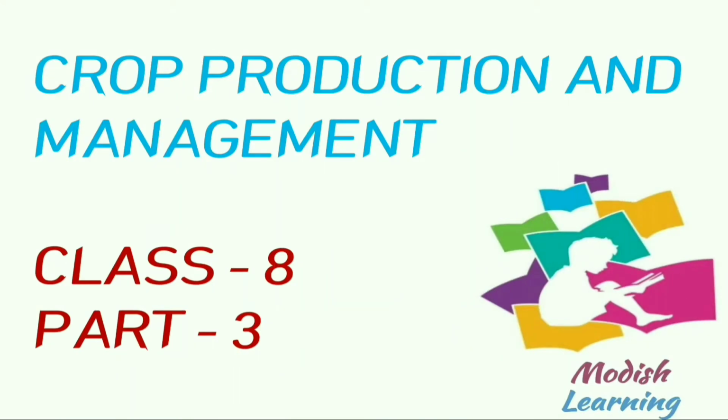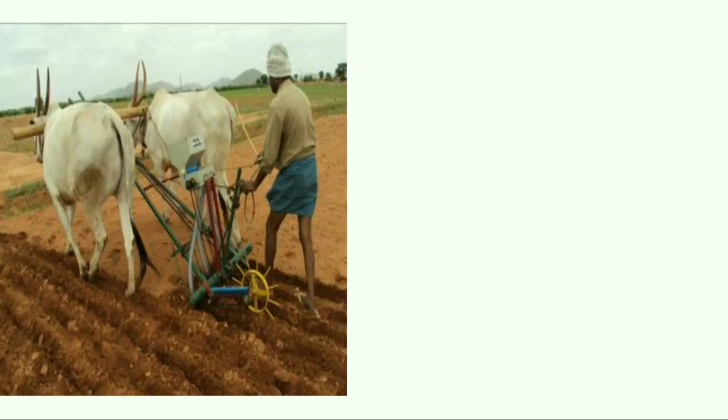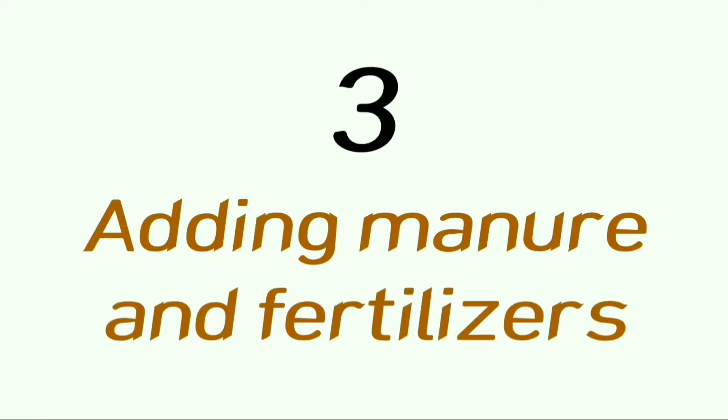In today's video, let us continue with the next part of the lesson, crop production and management. In the previous video, we had studied about the second agricultural practice, that is sowing. We had also learned about the tools that are used for sowing, that is traditional tool and the modern seed drill. In today's video, let us study about the third agricultural practice, that is adding manure and fertilizers.